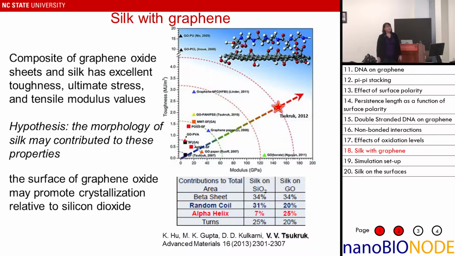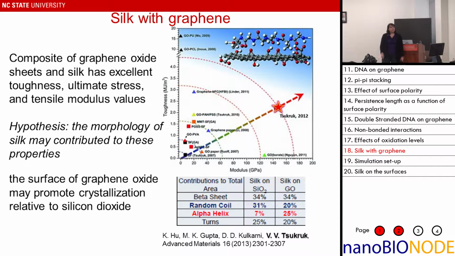Vladimir Tsukruk from Georgia Tech is an expert in creating composites out of graphene oxide and silk. He also noticed a very similar behavior with graphene oxide, but for the silk structure. He showed that if you combine Bombyx mori silk, about 3,000 amino acids long, there is a high improvement in modulus and toughness. The hypothesis was that silk interacts with graphene oxide, which leads to a better composite structure.